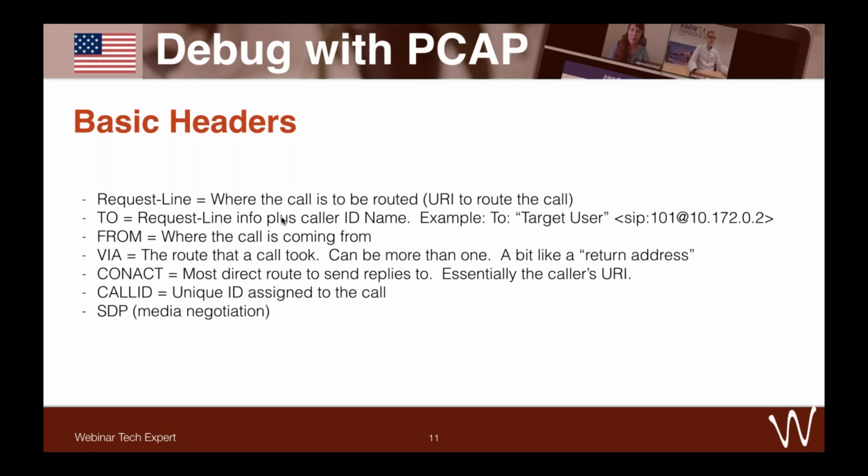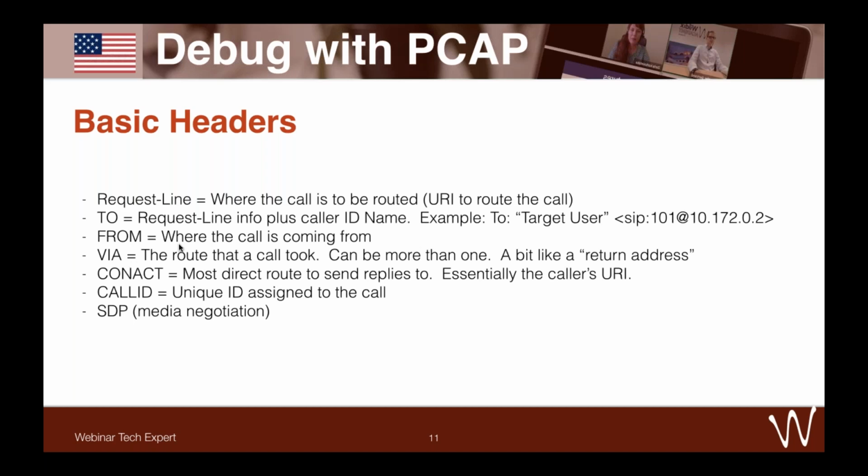There are many headers inside of SIP, but the basic headers to be aware of inside of a SIP invite are these ones: the request line, the to and from, the via, contact, call ID, and SDP. So what these things are: the request line basically says, where do I want you to route this call? The to is also that, but it stays the same throughout the duration of a call, and it also includes some target user sort of information. The from is where the call is coming from, a SIP URI of who's sending it, essentially.